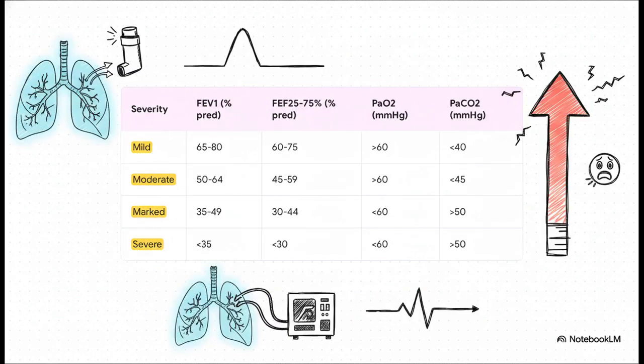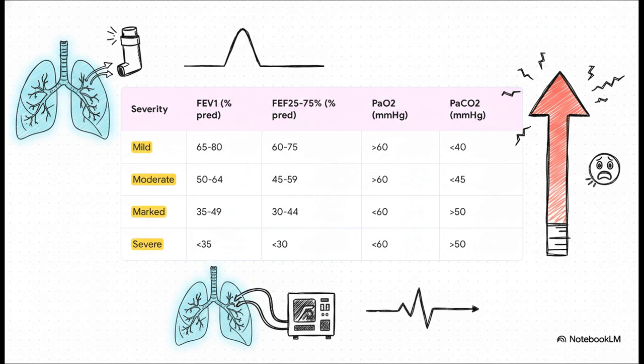This table is brilliant because it really tells the story of what's happening physiologically during an attack. As anesthetists, we need to look past just the FEV1. Hone in on that PaCO2 column. You see, in a mild or moderate attack, the patient is working incredibly hard to breathe. They're hyperventilating, which actually blows off CO2 and drives the PaCO2 down.